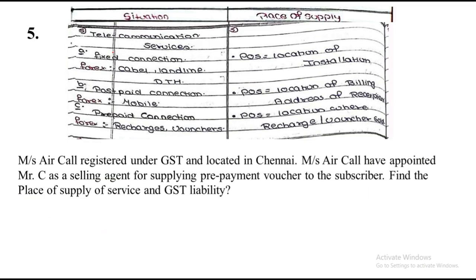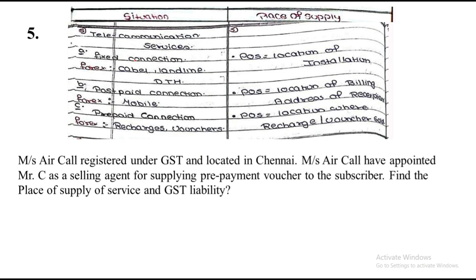Next, telecommunications. Now, this is based on all telecommunication services in which we have fixed connections, for example cable, landline, DTH service. So here, your place of installation will become your place of supply. For postpaid connection, that is for your mobiles, here your place of supply will be the billing address or address of the recipient. And for prepaid connection, wherever your recharge or vouchers are being sold, that place will become your place of supply.